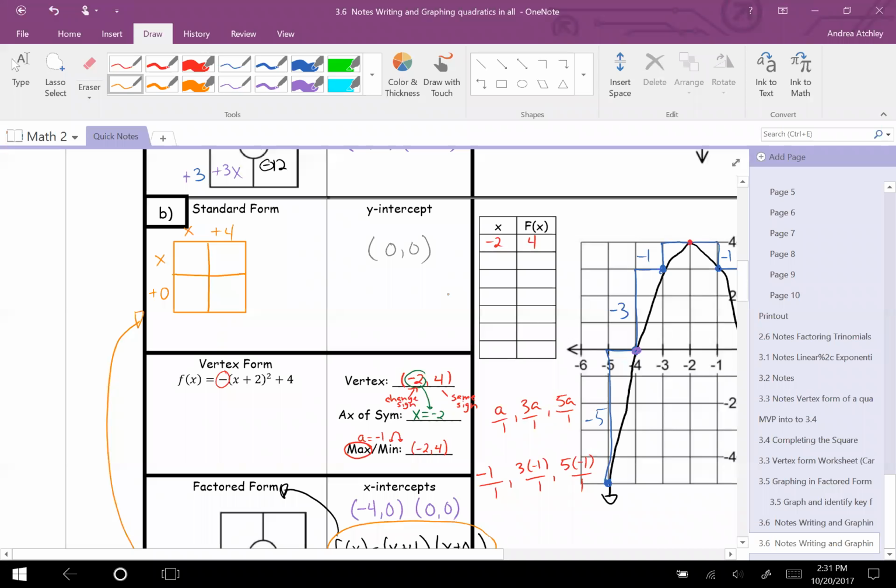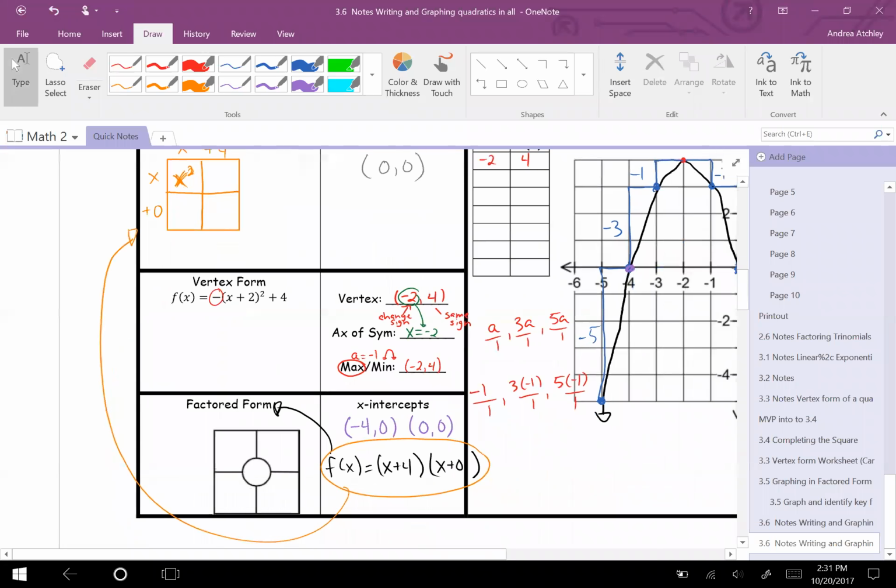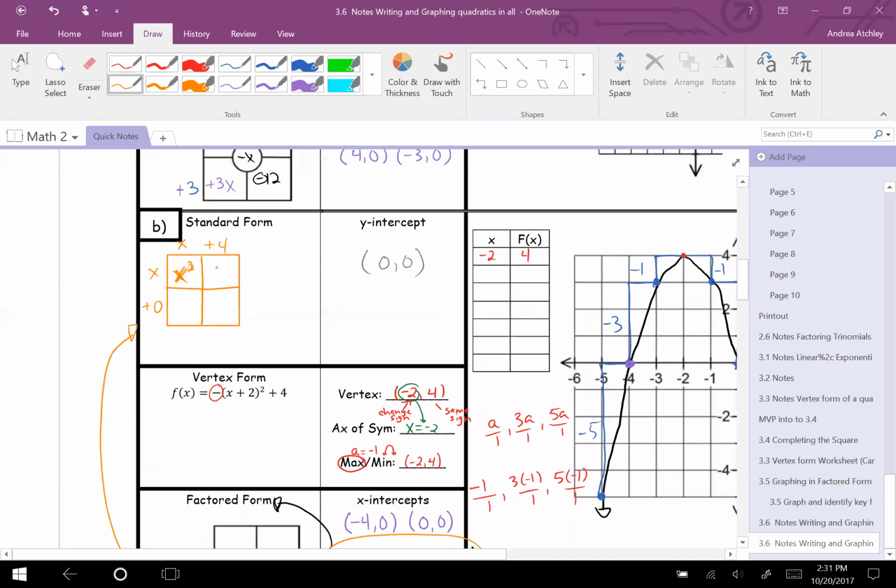Okay, multiply it out. X times x is x squared. Then 4 times x is 4x. X times 0 is 0 x's. And 4 times 0 is 0.